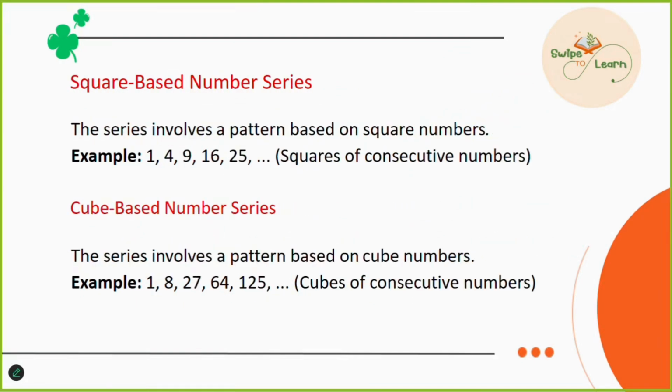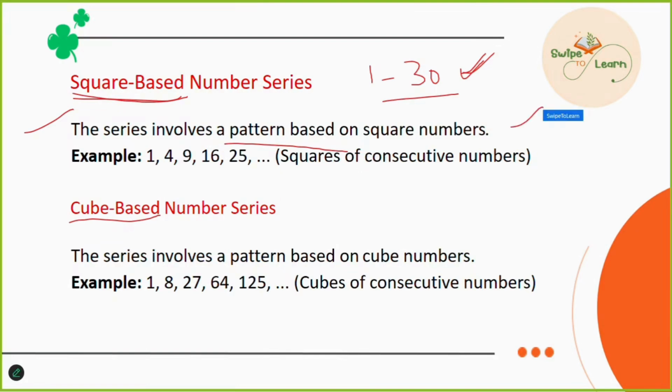And square based numbers, cube based numbers. During our introduction video of reasoning, we said that we must be aware of 1 to 30 square numbers as well as 1 to 30 cube numbers. The squares and cubes play a very important role in our number series. So everyone must be aware of 1 to 30 square numbers as well as cube numbers. See, in the square based numbers, the series involves a pattern based on the square numbers. Here, the series involves a pattern based on cube numbers.